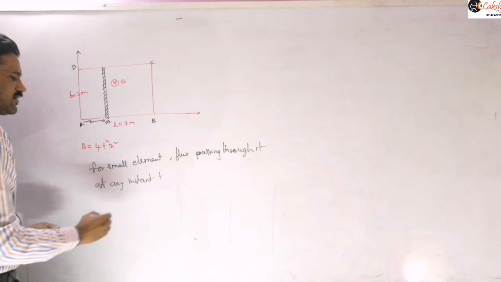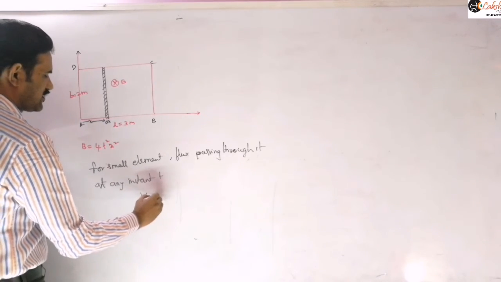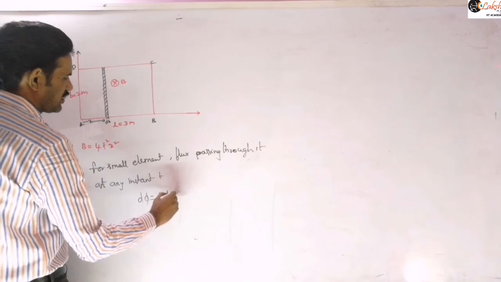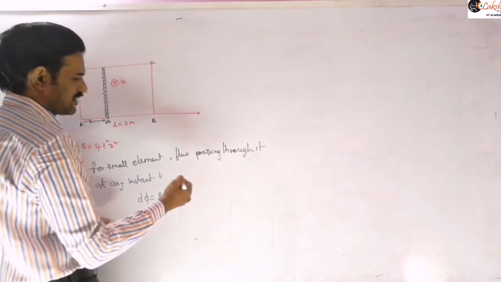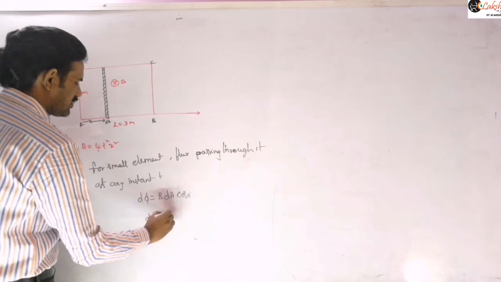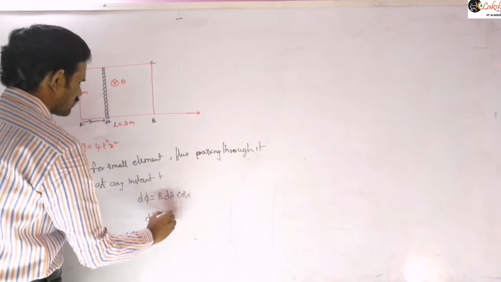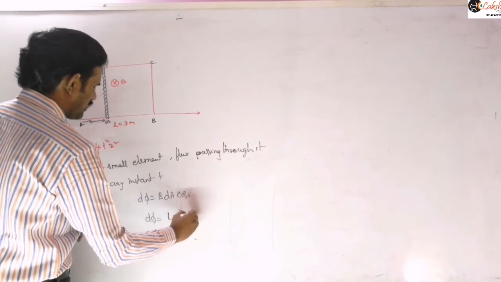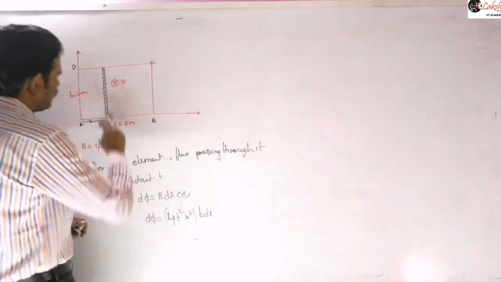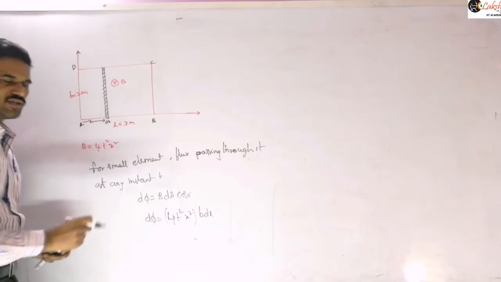So at any instant t is given by, therefore this dφ is equal to B into the area of that element dA. Now we need to write here that the area you can take as such, and B-bar you may assume as both are in the same direction. So then this is B into that B value; now we can substitute there 4t² x² into the area of that element. I can write this as B into dx. This side I am taking as B, so B into dx now we can write.